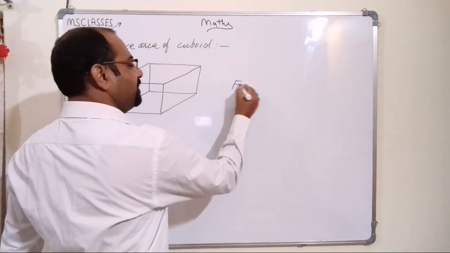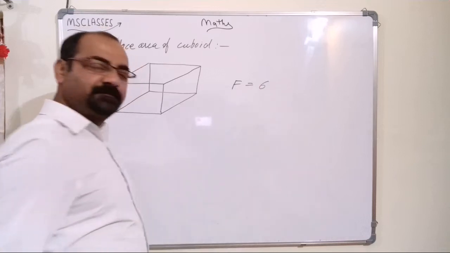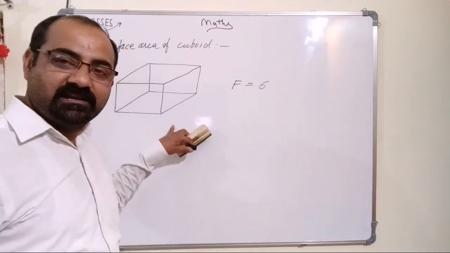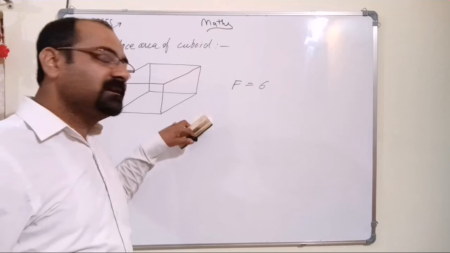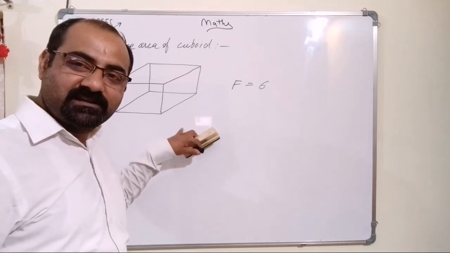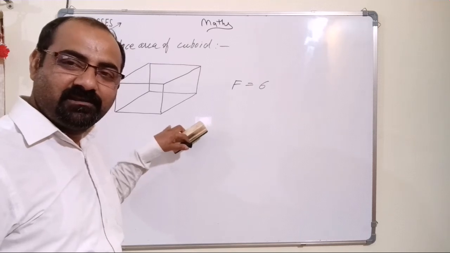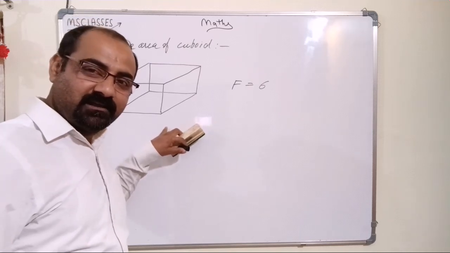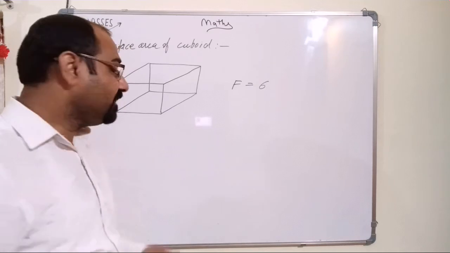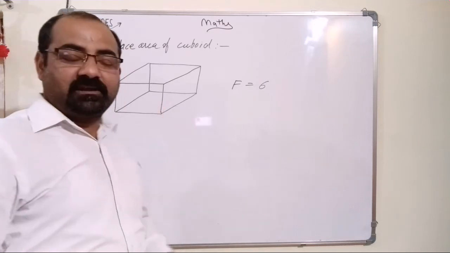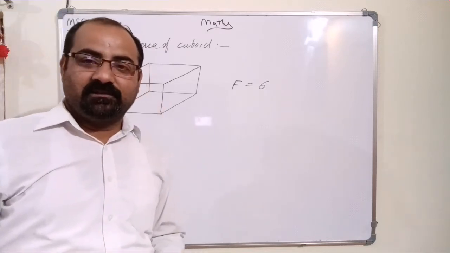So faces, how many faces does it have? 6 faces, but all faces are different. That's why we cannot make the formula just like the cube, because cube has a square, but here cuboid has a rectangle. But we know what is the area of a rectangle. This is length into breadth.